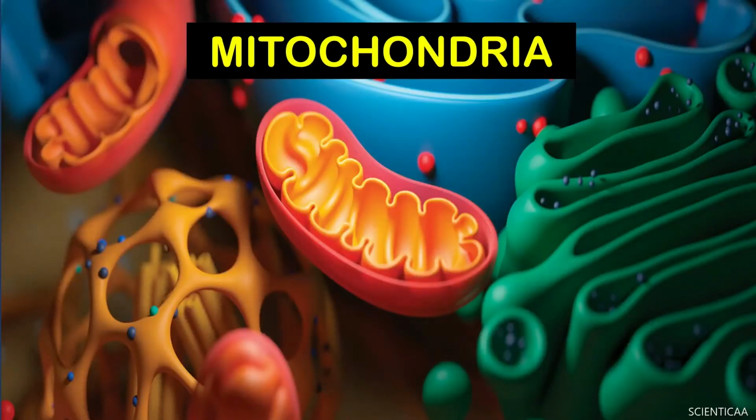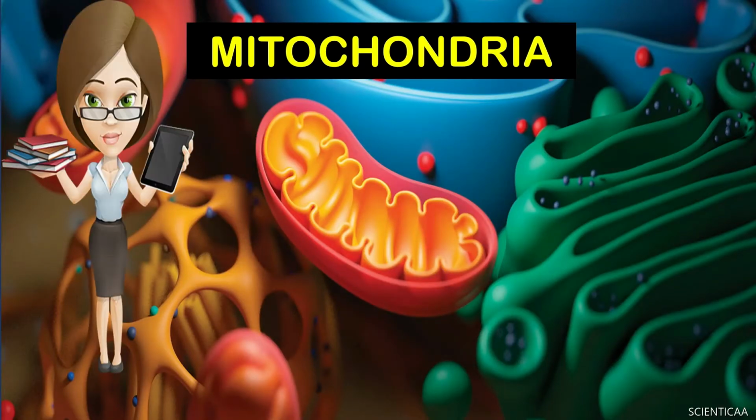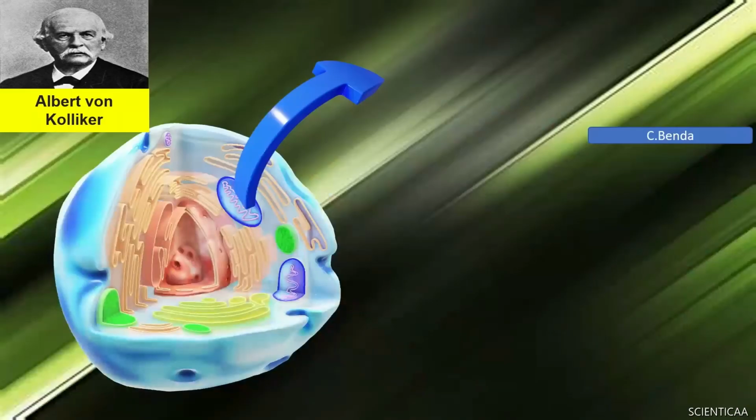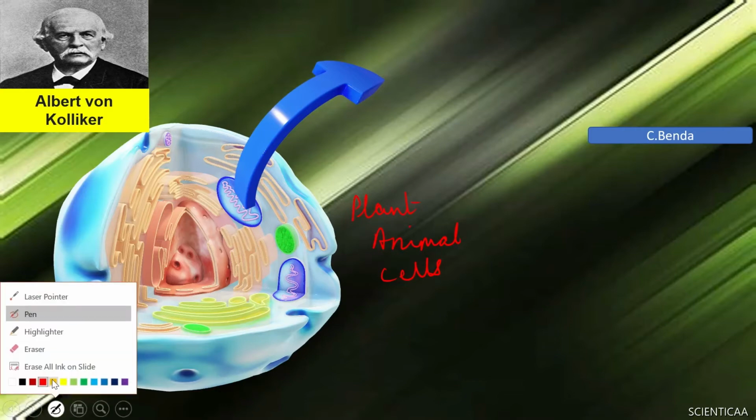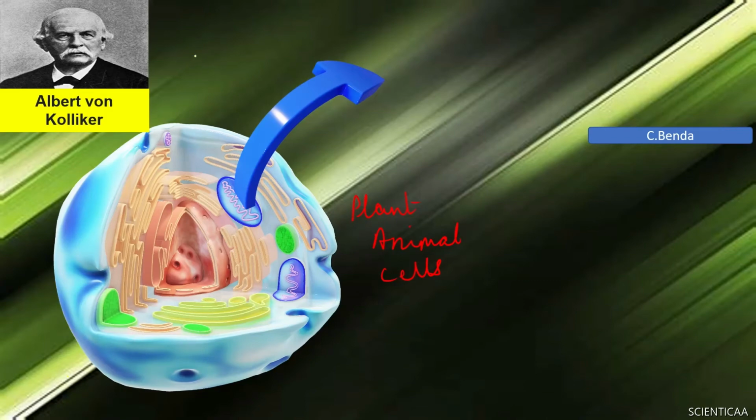Today we'll discuss mitochondria. Mitochondria is an important cell organelle which is present both in plant cell and animal cell. Mitochondria was first observed by Albert von Kolliker, and he observed it as granules in the muscle cell.